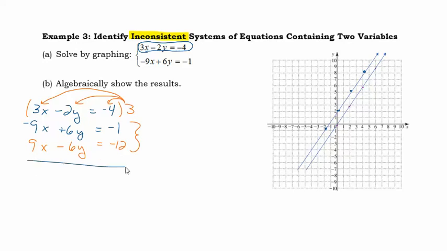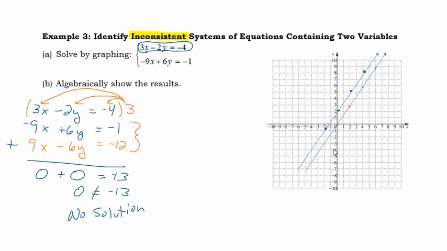So if I add these two equations together, the x's are going to drop out. Wonderful, but uh-oh, the y's dropped out too. And I get this statement that 0 equals negative 13. Well, 0 does not equal negative 13. I have no variables. This is an untrue statement, so that tells me that there is no solution.